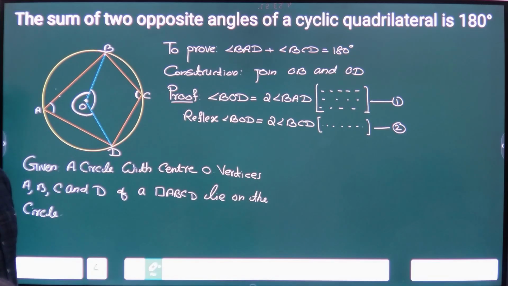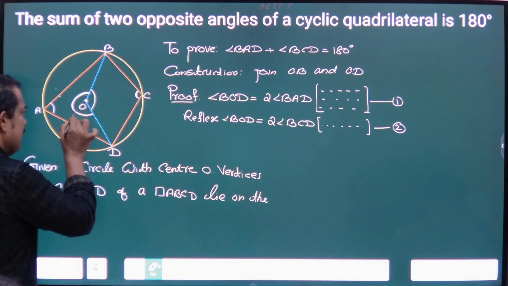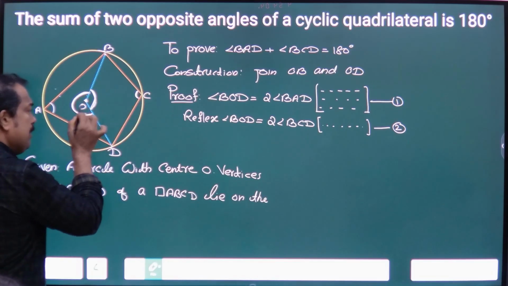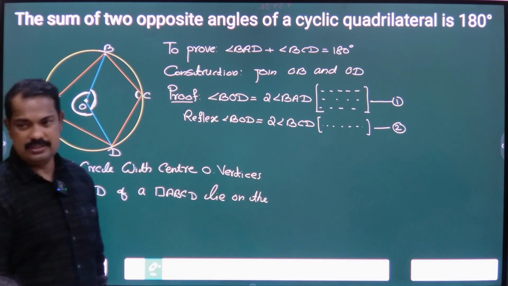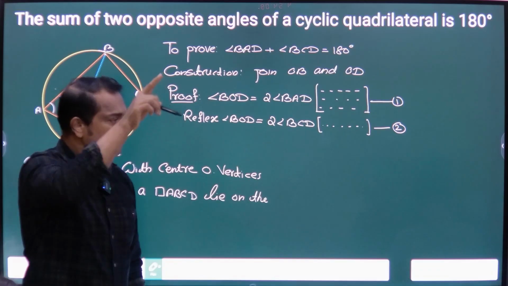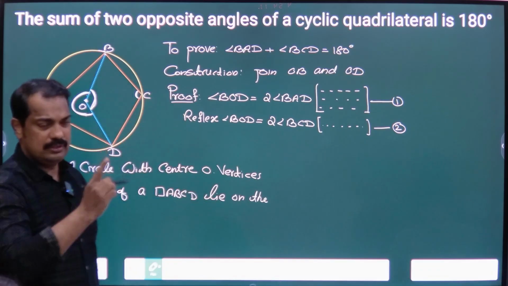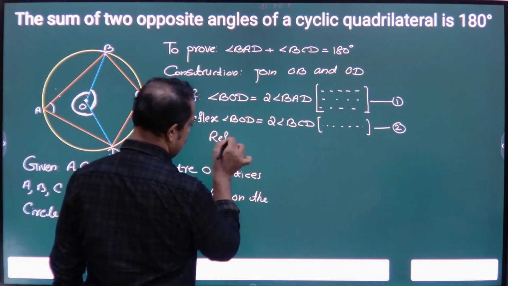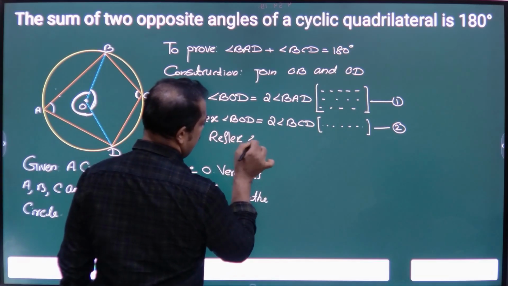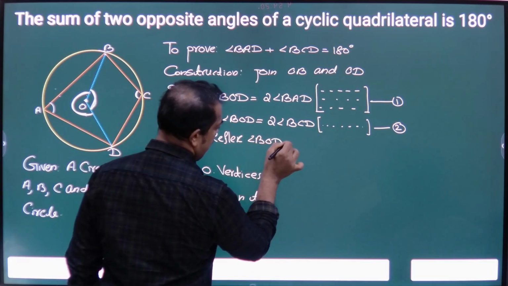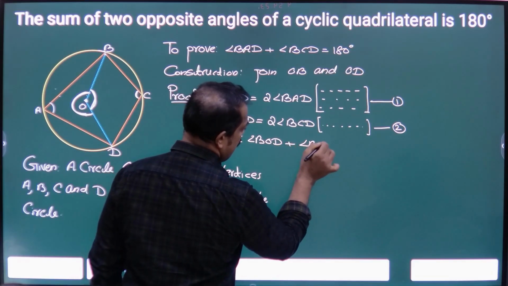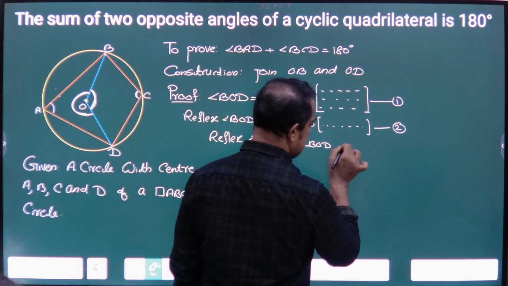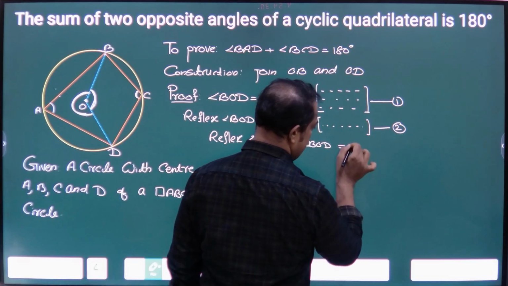अब देखो, ये एंगल है और दिस एंगल है, रिफ्लेक्स एंगल BOD एंड एंगल BOD का सम कितना होगा? 360. रीजन कंप्लीट एंगल, कंप्लीट एंगल. सो द नेक्स्ट स्टेप, रिफ्लेक्स एंगल BOD प्लस एंगल BOD है ना, रिफ्लेक्स एंगल BOD प्लस एंगल BOD इज इक्वल टू 360 डिग्री.